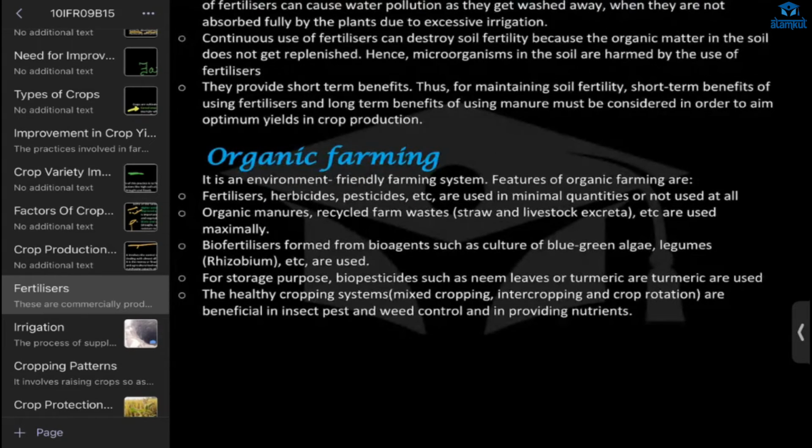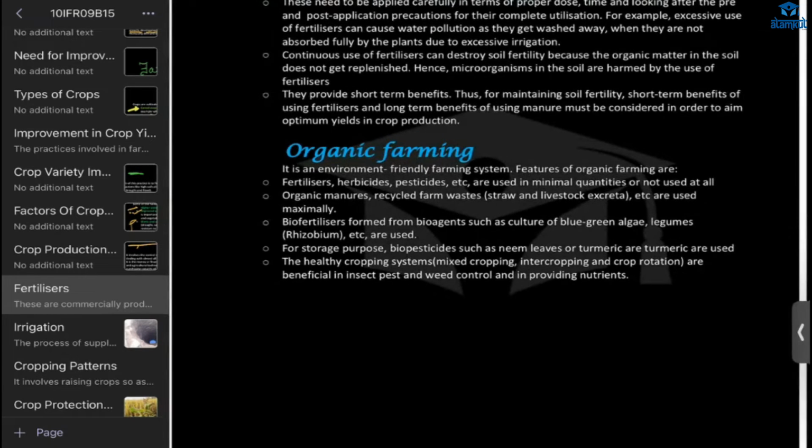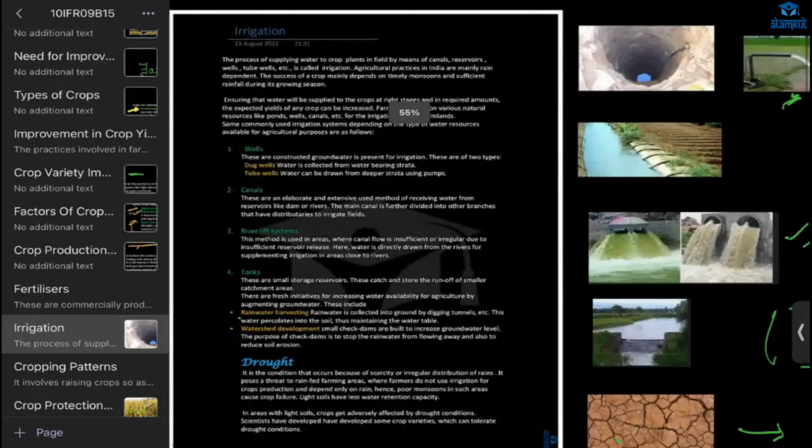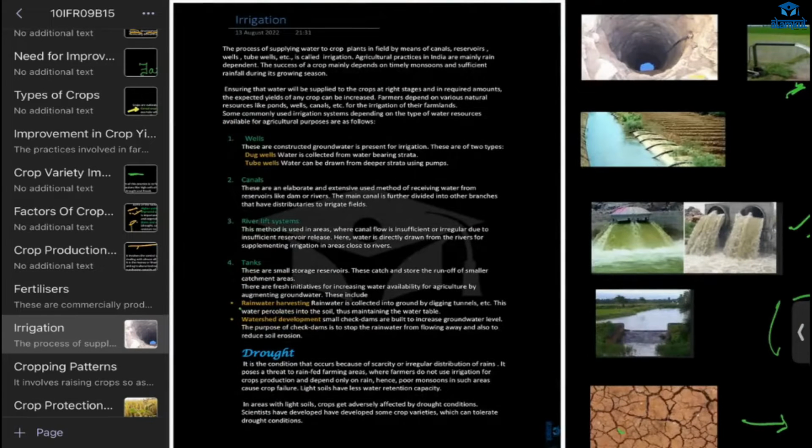So here in organic farming, we don't use, or we use in less quantity, fertilizers and all of them. And also we use biofertilizers, and biopesticides for storage. And we use cropping patterns. And for production, the need for nutrition and also the water is needed, right?